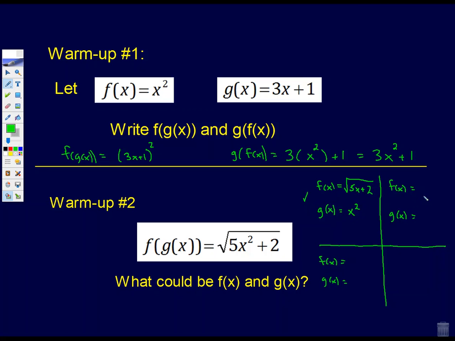Another way would be to just call the entire inside of the root g of x, 5x squared plus 2, and then f of x would simply be the square root of x. And so now f of g of x would also produce the square root of 5x squared plus 2. Let's see if we can come up with one other way here. Oh, how about this one? If I let g of x be 5x squared, and then f of x could be just x plus 2.